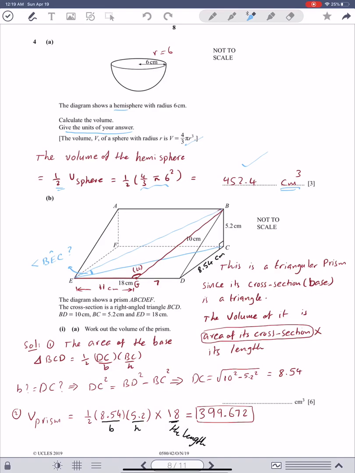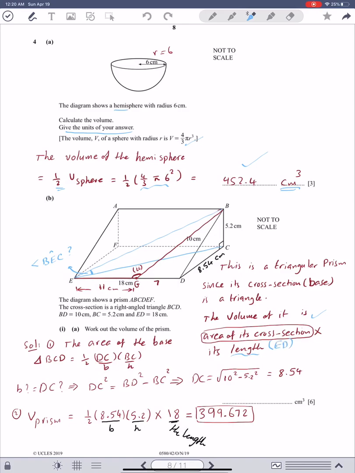To find the volume of the prism, dear students, this must be understood and memorized well. It's one of the most important topics in the IGCSE syllabus. So what's the volume of the prism? The volume of the prism is the area of the base, or the cross section, times the length of the prism. The length given is 18, ED.